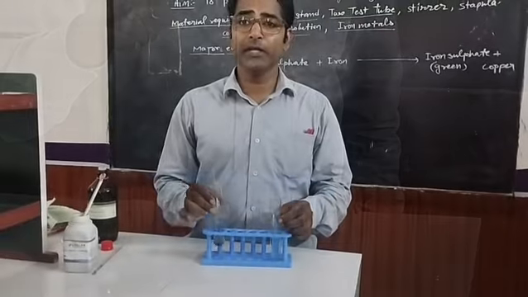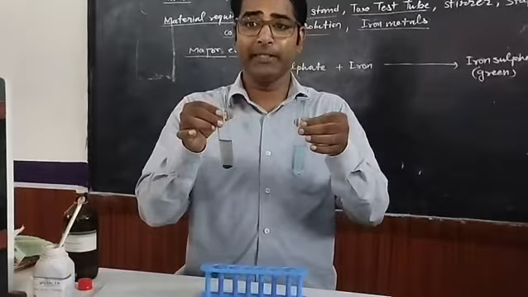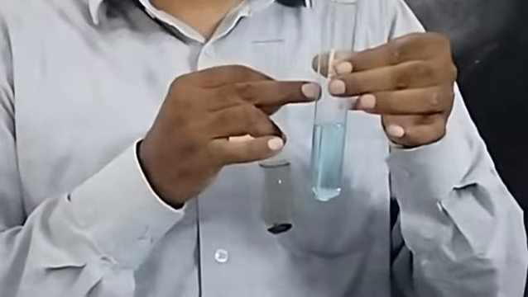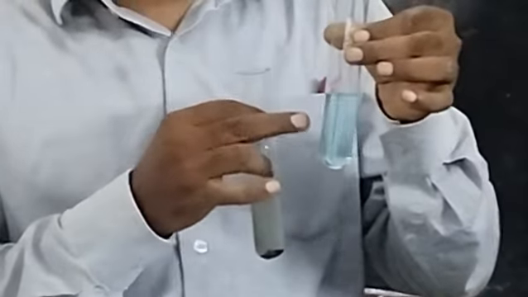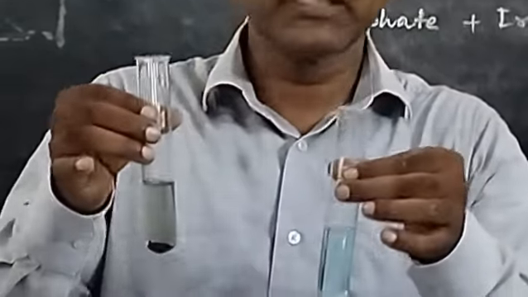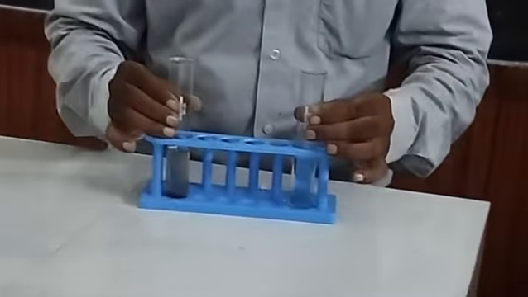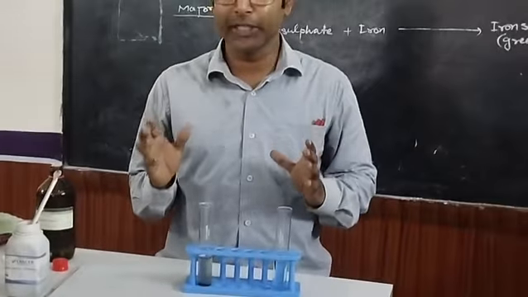Now students, you all can observe a clear color difference between these two solutions. The very first solution is the copper sulfate solution, and you can see it is slightly bluish in color. But beta, the color of the second solution, where I have mixed some iron nails, is slightly changed. So this gives a clear observation that, beta, a chemical change brings a permanent change.